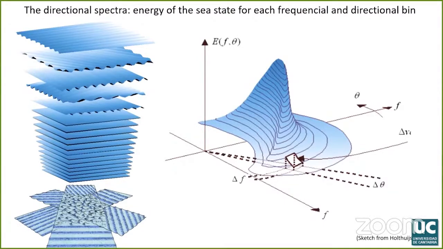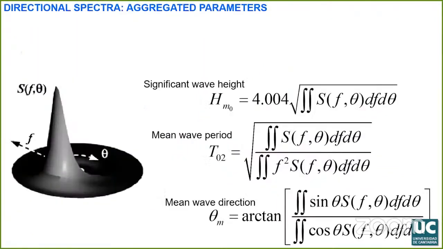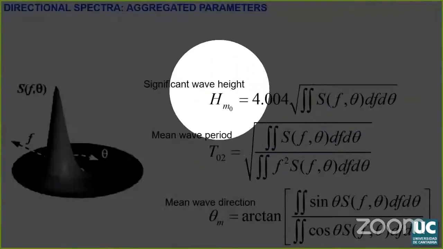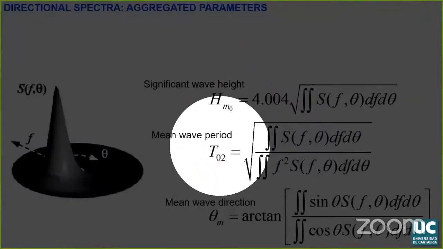Therefore, the shape of the directional spectra defines the characteristics of the wave field. And this is the function that will allow us to analyze its properties by means of simple aggregated parameters, or will allow us to understand the propagation of energy from one point to another in the ocean. Integrating the directional spectrum, we can obtain very important parameters that describe the sea state, such as the significant wave height, the mean wave period, and the mean wave direction.